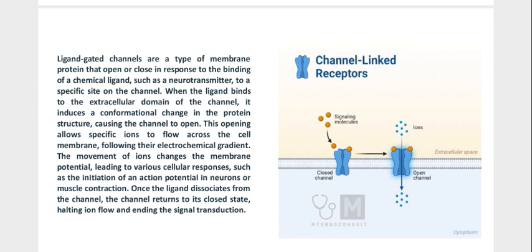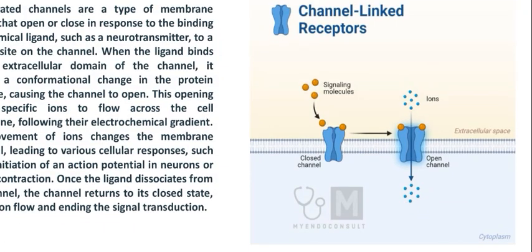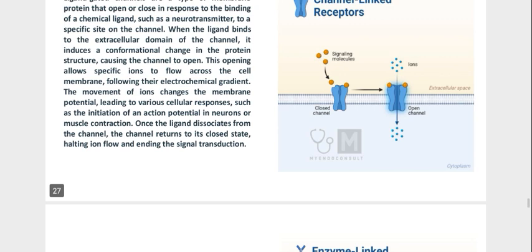The movement of ions changes the membrane potential, leading to various cellular responses such as initiation of an action potential in neurons or muscle contraction. Once the ligand dissociates from the channel, the channel returns to its closed state, halting ion flow and ending the signal transduction. Here you can see a closed channel, and the signal molecule is present, which attaches itself to this channel, and it opens, so an open channel will be there.